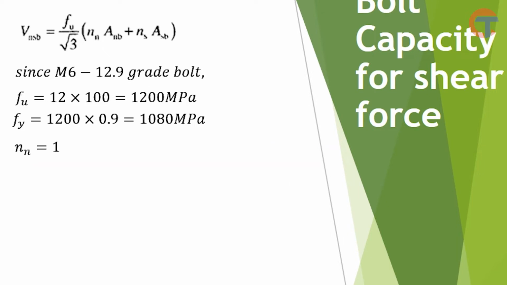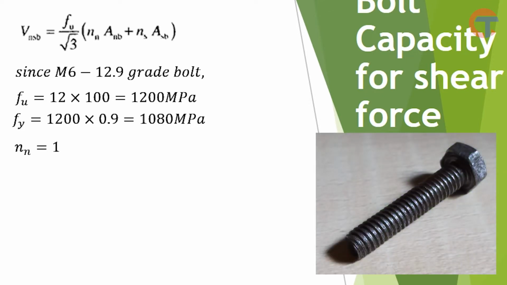n_n will be 1. What is n_n? n_n is the number of shear planes passing through the threaded part of the bolt. As it's a fully threaded bolt and between the plates there is only one plane where the bolt will feel the shear, therefore the value of n_n will be 1.